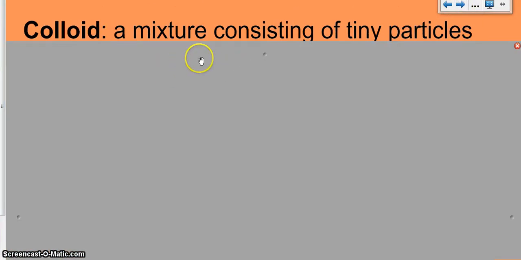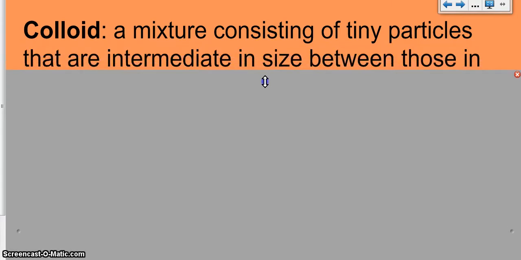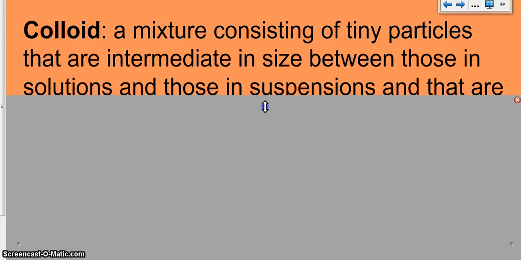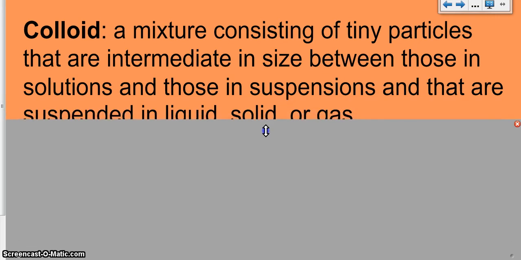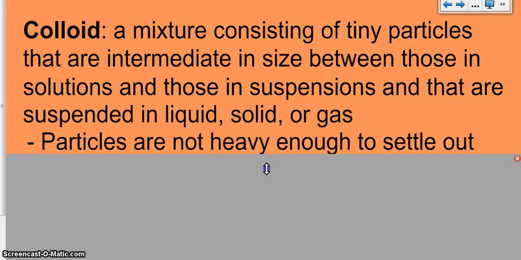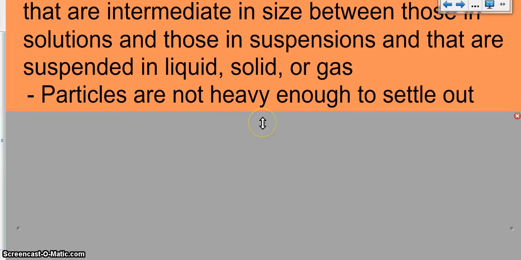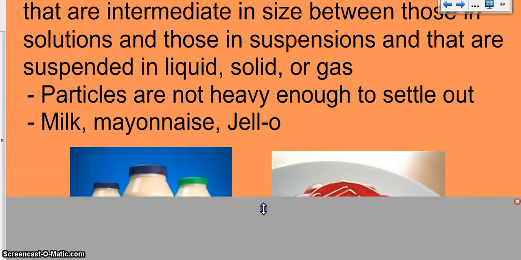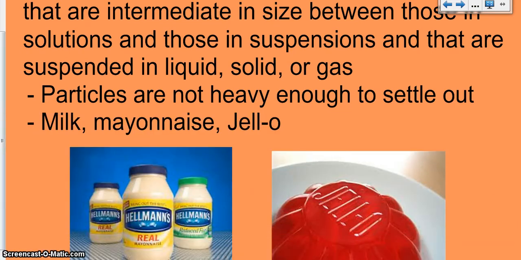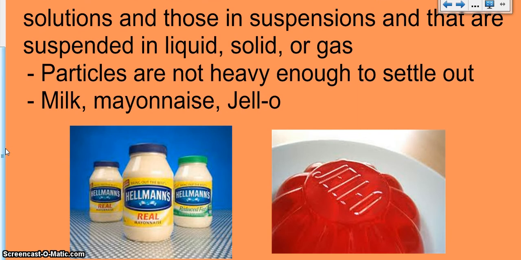And last is a colloid. A colloid is a mixture consisting of tiny particles that are intermediate in size between those in solutions and those in suspensions, and that are suspended in a liquid, solid, or gas. I know that's a long definition, but what it really means is the particles are not heavy enough to settle out. They would, but they're just not quite. They're not perfectly homogeneous like a solution, but they're just not heavy enough to settle out. So your examples here are milk, mayonnaise, and Jell-O.